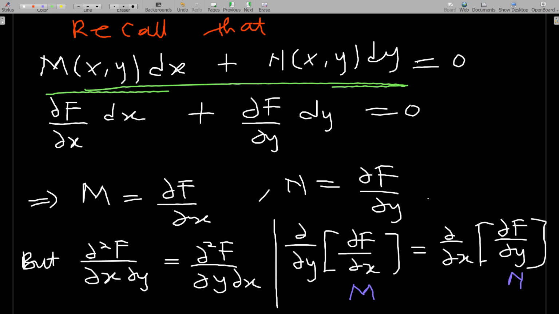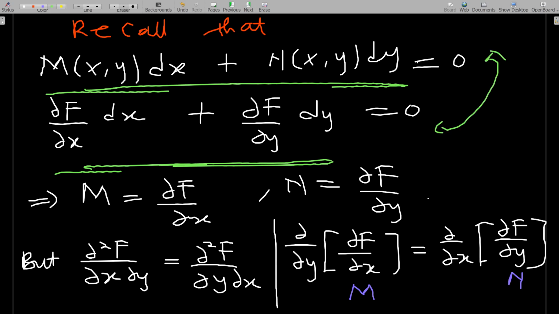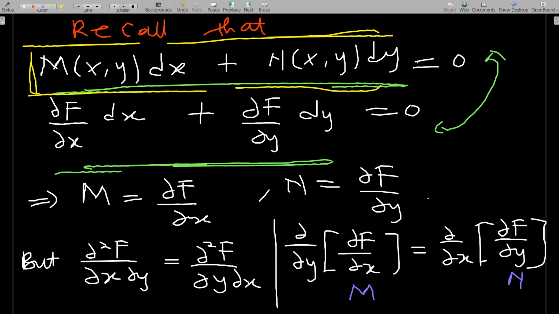Now you realize that this is what we had in our previous discussion, on the page just gone: del f del x dx plus del f del y dy equals 0. If I compare these two and say that there is a function f of x, y that satisfies this whole representation, then it means that M of x, y will be equal to del f del x, and N of x, y will be del f del y.